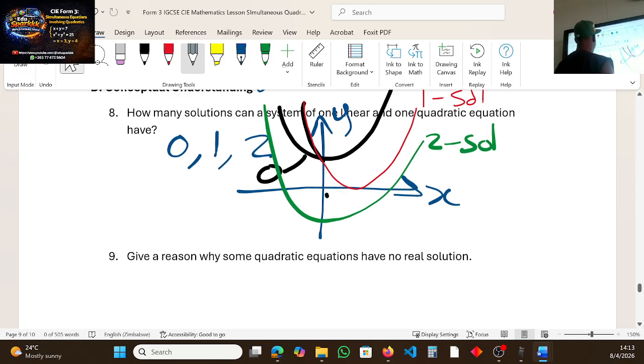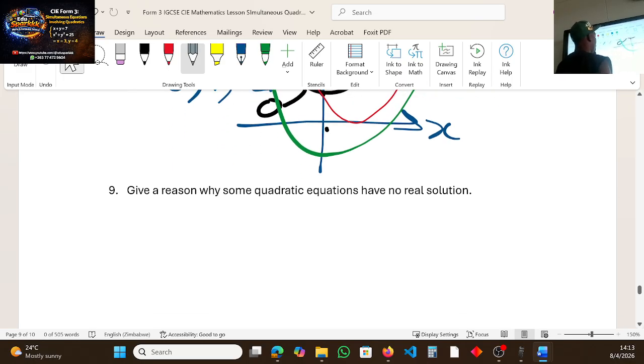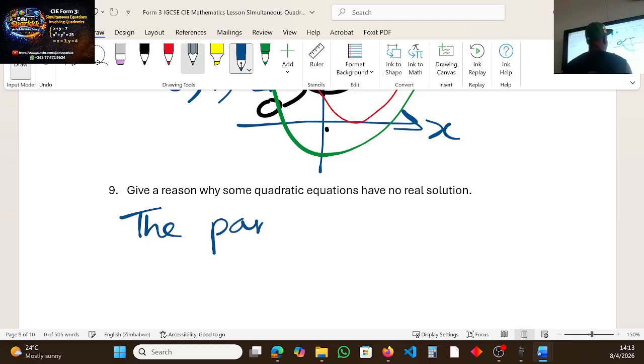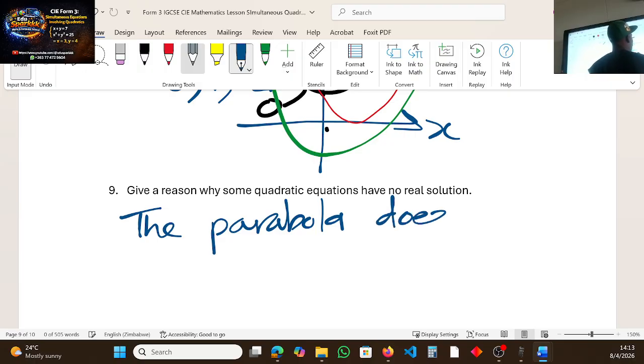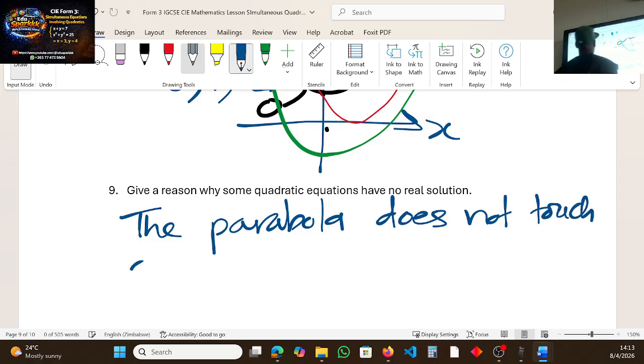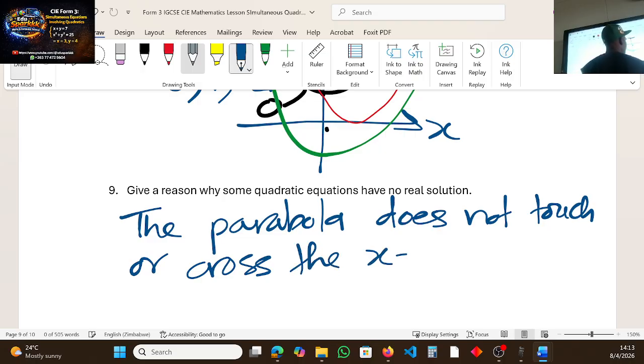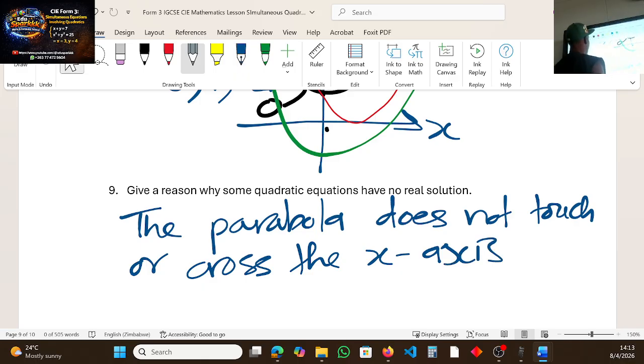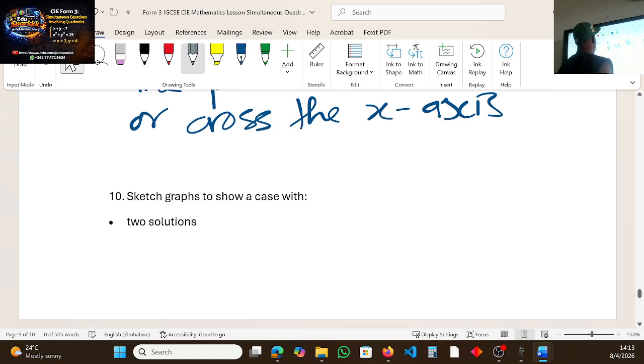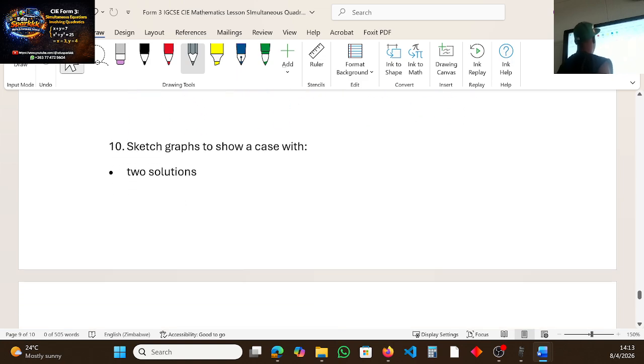Right, moving to number 9, give a reason why some quadratic equations have no real solutions. Then the parabola does not touch or cross the x-axis. So when we draw our parabola or the quadratic curve, if it doesn't touch or cross the axis, it means there are no solutions.